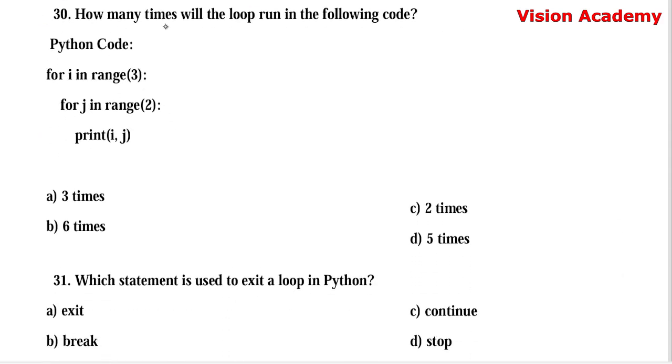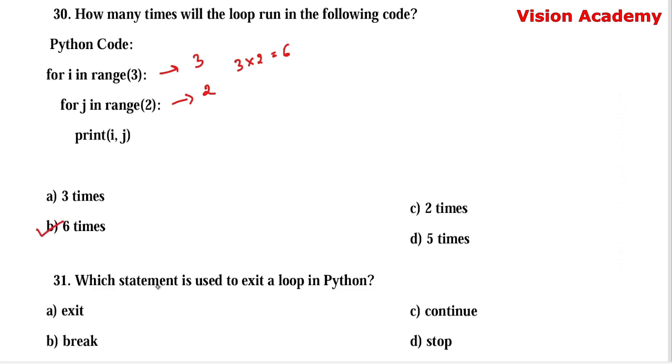Question number 30. How many times will the loop run in the following code? Python code: for i in range 3, for j in range 2, print i, j. Here you can observe the outer for loop consisting of 3 iterations and the inner for loop consisting of 2 iterations. Here 3 into 2 is equal to 6 times it is going to iterate. Hence option B, 6 times, is the right answer.